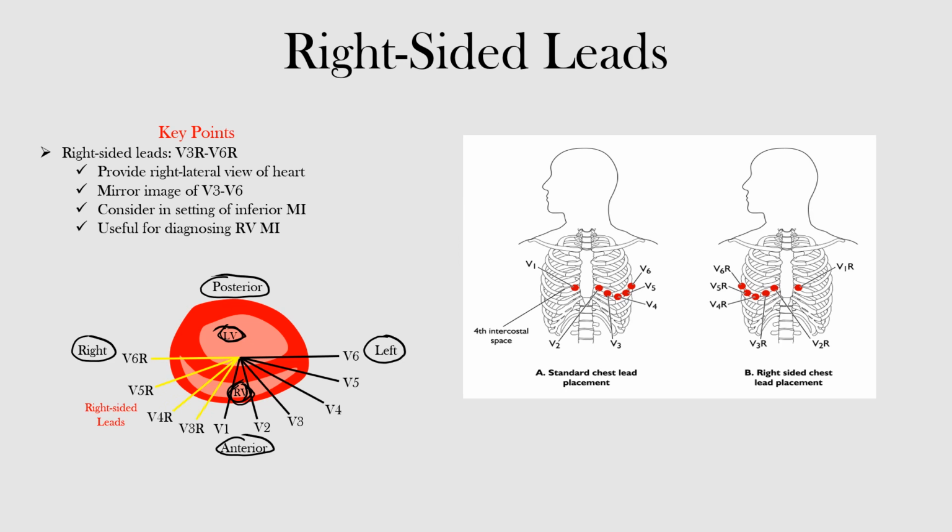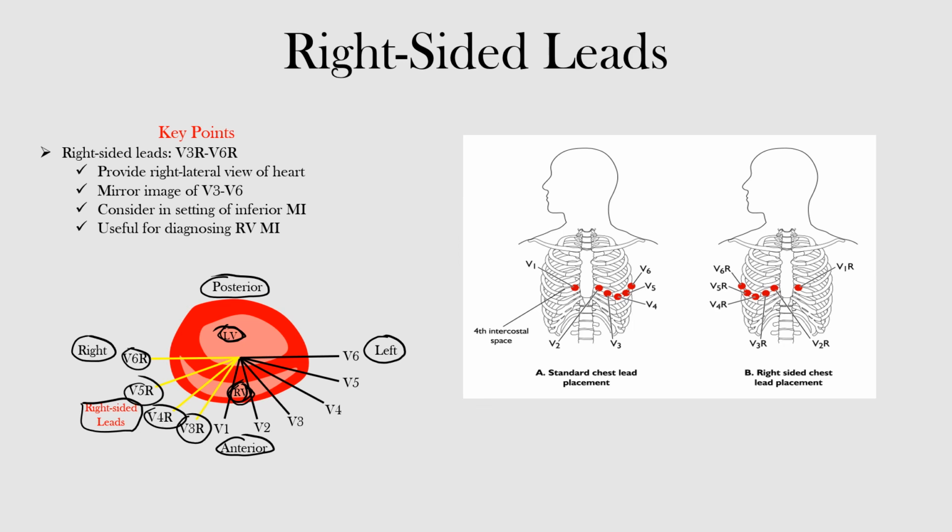So why can these right-sided leads help in the diagnosis of right ventricular infarcts? Well, it's because the vector of the right ventricle points anterior and to the right. Therefore, direct changes will clearly be seen in the right-sided leads. The right-sided leads are V3R, V4R, V5R, and V6R, and they're labeled here.